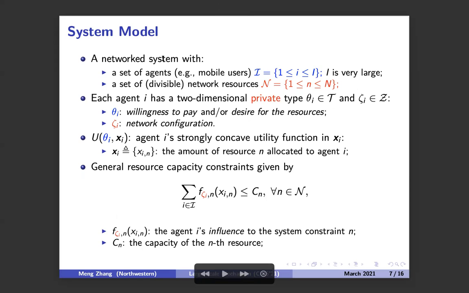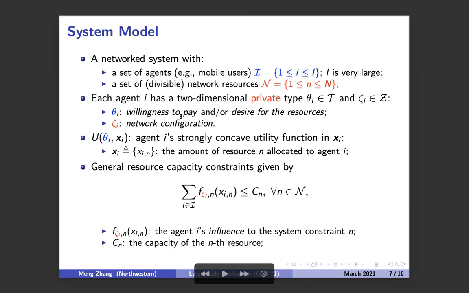So it is also the system with a set of multiple network resources denoted by the set N, and each of the agents has a two-dimensional private type denoted by theta_i and zeta_i. Theta_i represents the willingness to pay or the desire for certain resources, and zeta_i represents the network configuration. U_i represents each agent's utility function, which is a function of theta and x_i, the vector of allocation. x_in represents the amount of resource n allocated to agent i, and it is assumed to be a strongly convex utility function in x_i.